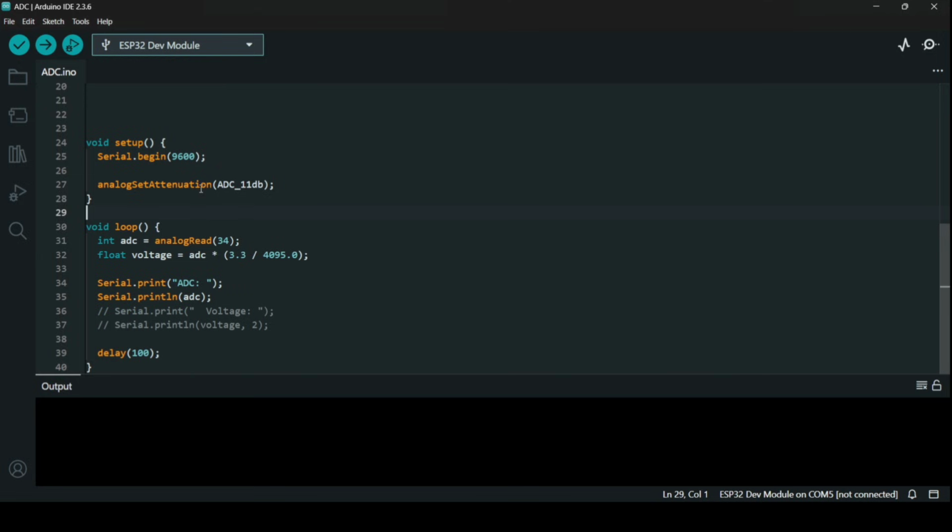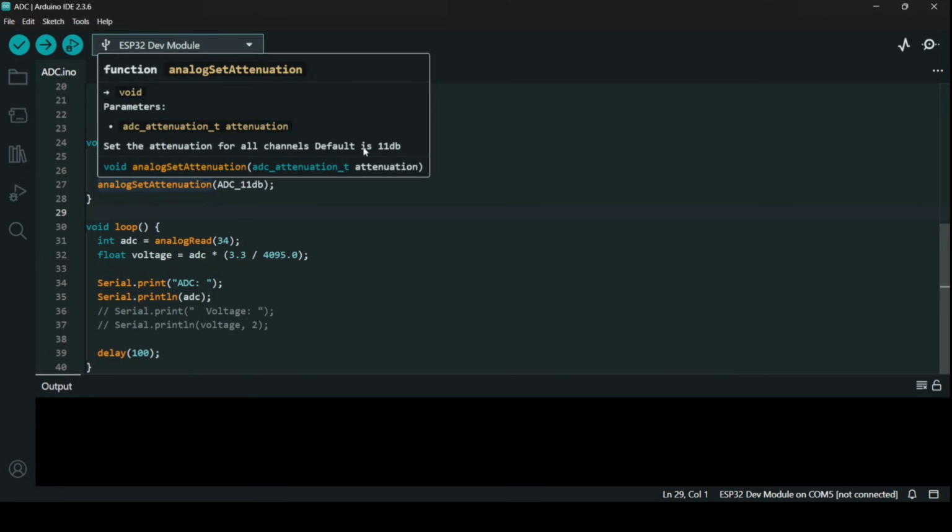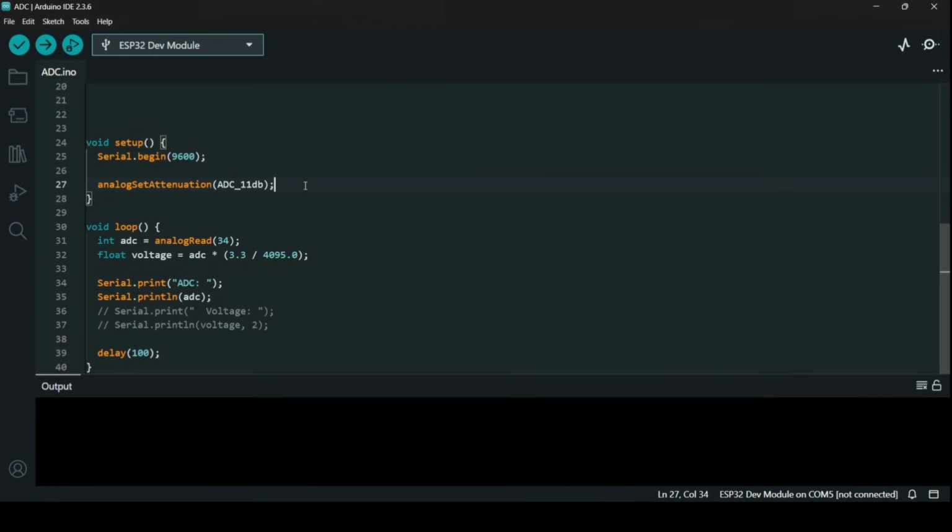Now one important point to note here is that the default value for the attenuation is 11 decibel. So even if you comment out this line and upload the program, you will see that we get the maximum ADC value of 4095 for one complete rotation of the potentiometer.